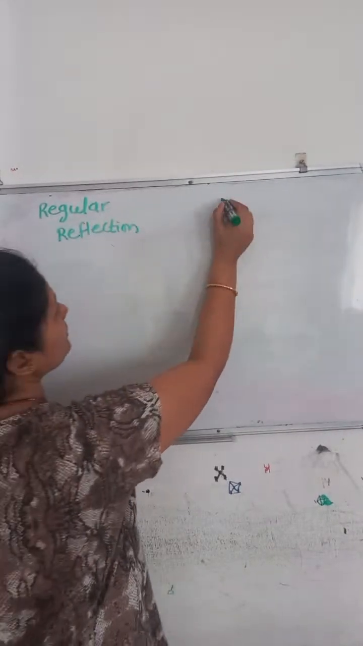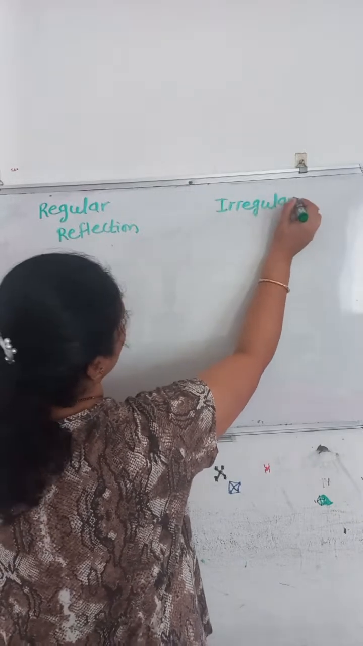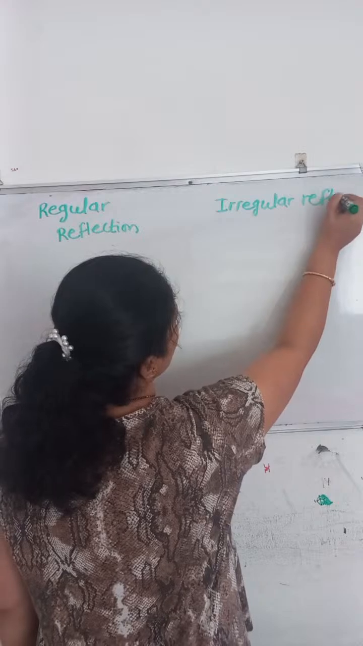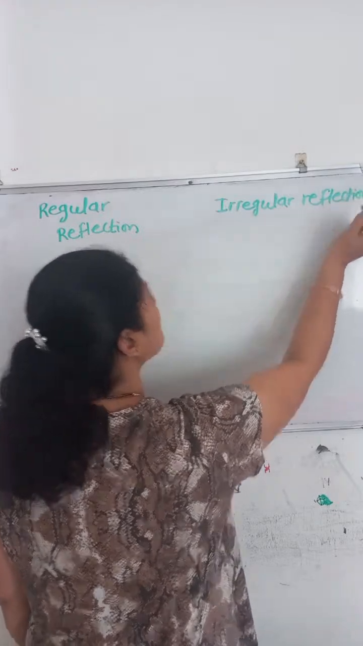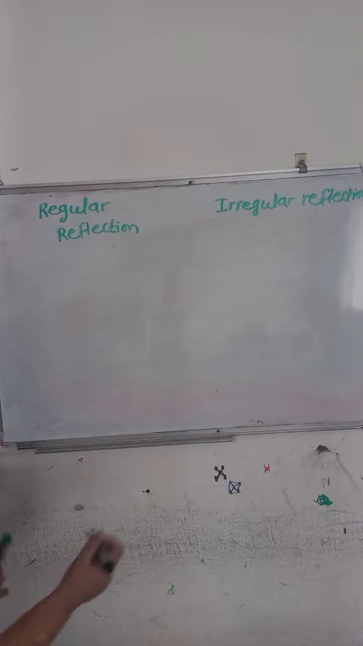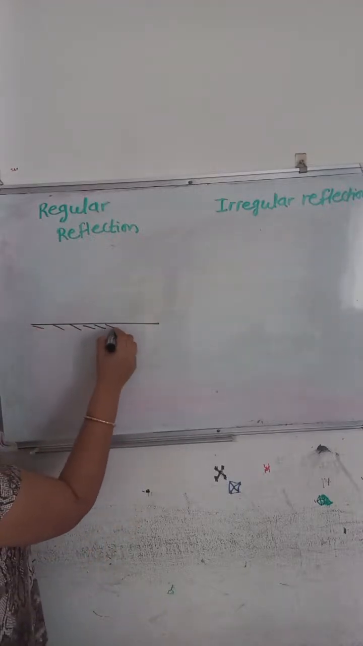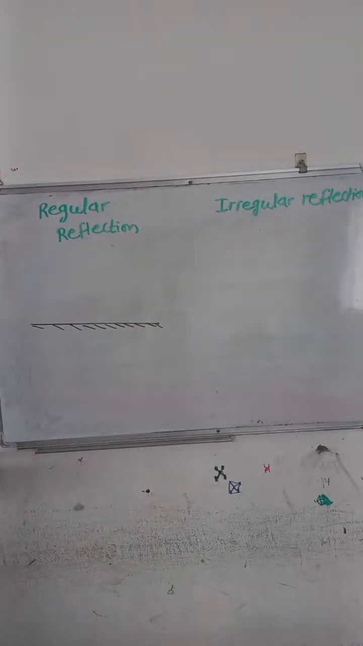Regular reflection and irregular reflection. Okay, so what is a regular reflection and what is an irregular reflection? Check. Here I have a mirror. Okay, this is what? A mirror. And instead of a mirror, we can say a surface.